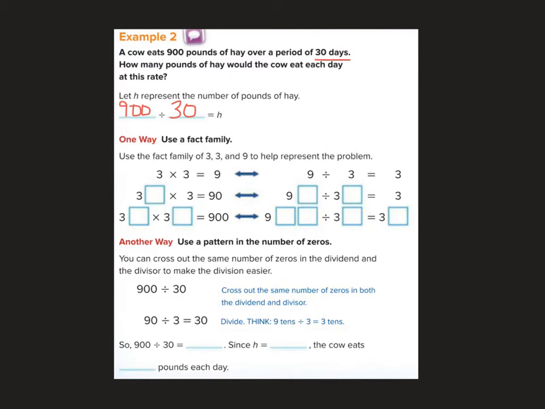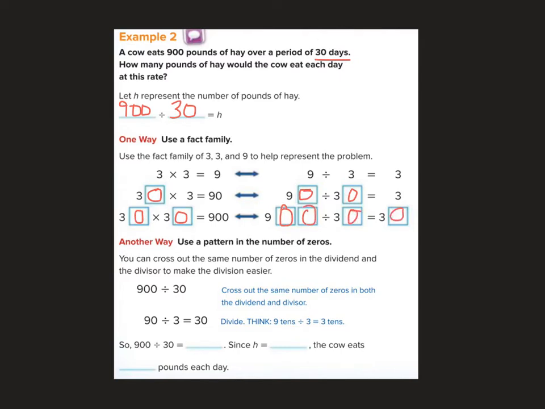So let's use some basic facts here. 3 times 3 is 9. 3 times 30 is 90, sorry. 30 times 30 is 900. Okay, so then if we think about it opposite, using division, 9 divided by 3 is 3. 90 divided by 30 is 3. 900 divided by 30 is 30.